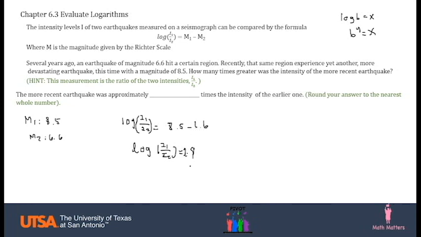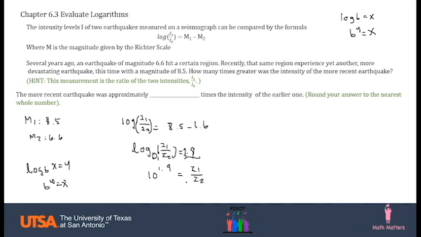And then if you remember the rule that states log base b of x equals y is the same thing as b to the y power equals x. In this case, our base is going to be 10, because if you don't have any number and it's not specified, then your base is always going to be 10. So we know that 10 to the y power, which is 1.9, equals your x, which is I1 over I2.